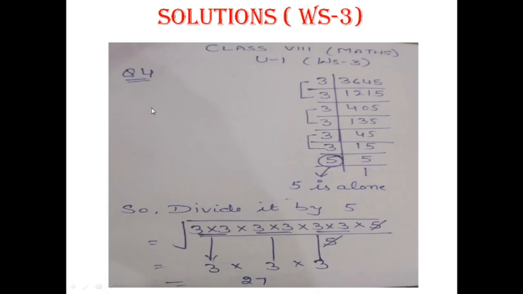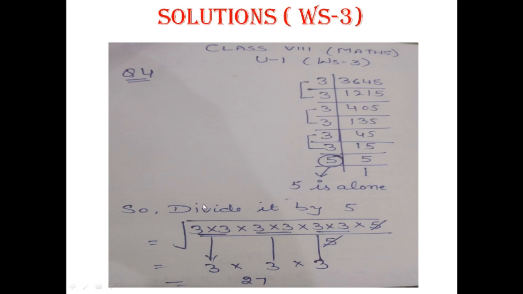This is the solution of question number 4. In this question, they have asked by which number this number should be divided to make it a perfect square. First of all, you will find the prime factors of this number. And by finding prime factors, you will find that there is a pair of these three numbers, a pair of these three, but 5 is left alone.